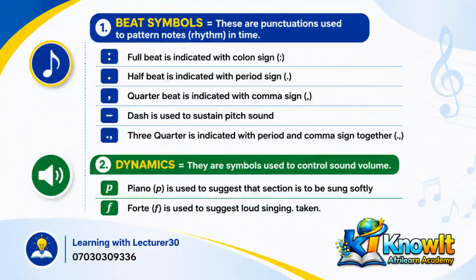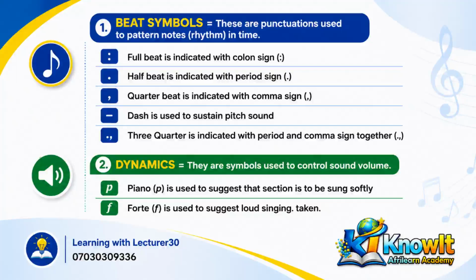Now, there are symbols that are meant for beats. These are punctuations used to pattern notes into time, that is rhythm. So the full beat uses the colon, the half beat uses the period, the quarter beat is indicated with a comma, while we use dash, which is hyphen, to represent sustaining of pitch. Then the three quarter is known with a dot and a comma.